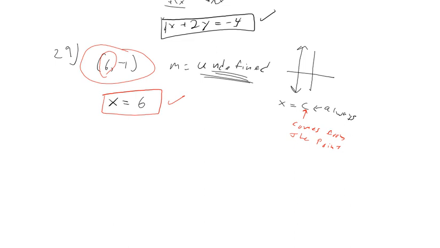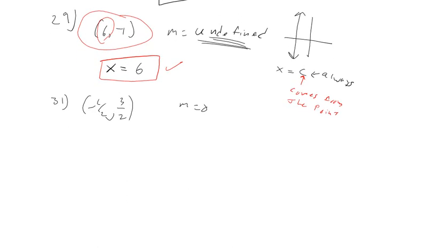The same thing with 31. My point is negative 1/2 comma 3/2. My slope in this case is 0. What kind of lines, someone tell me, what kind of lines have a slope of 0?